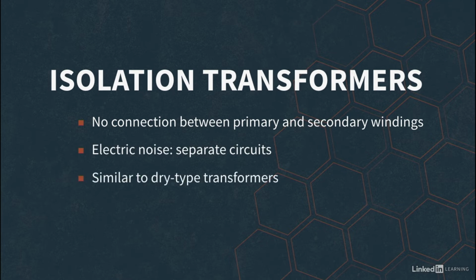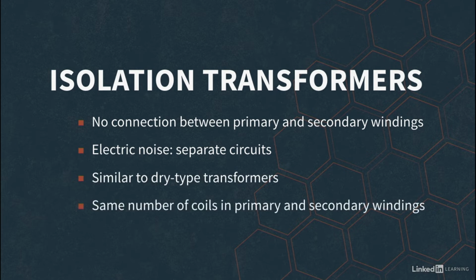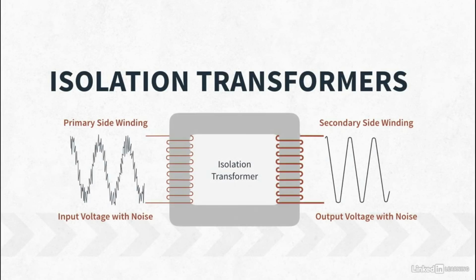Isolation transformers look just like dry-type transformers. The only difference is the coils, or windings, have a 1-to-1 ratio. Here's what this looks like. You can see the electric noise coming in on the primary side, and the output side has a perfect sine wave. The electrical noise was lost.